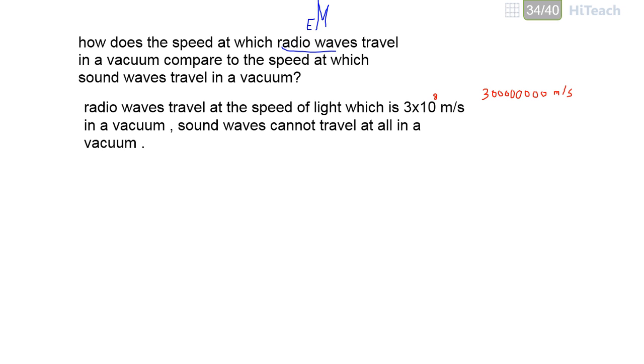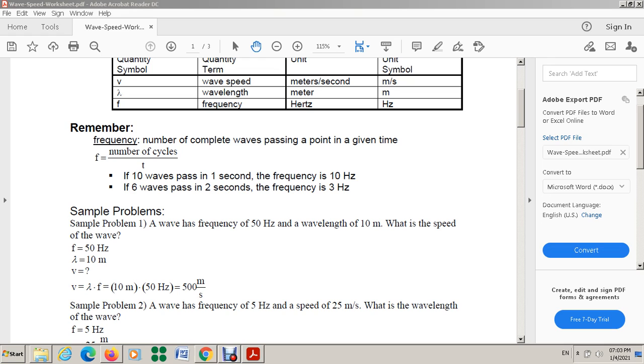So this is all about the waves, the properties of waves, how to find the speed, how to find the frequency, and the relationship between them. If you have any question about this lesson, you can send me your question. Thank you for listening.